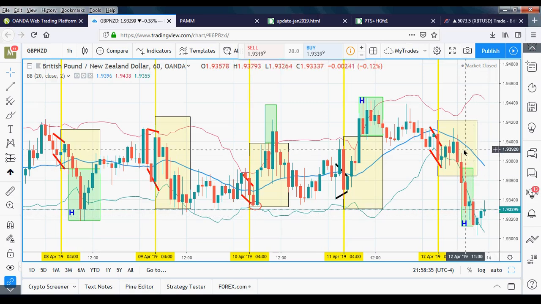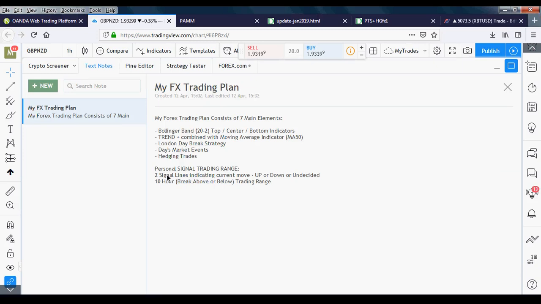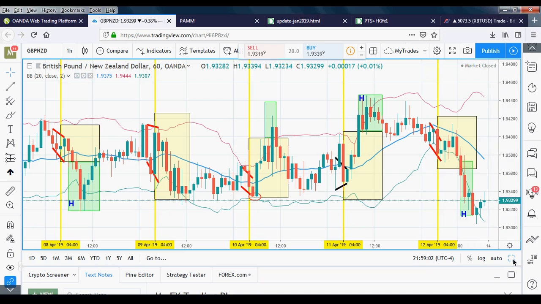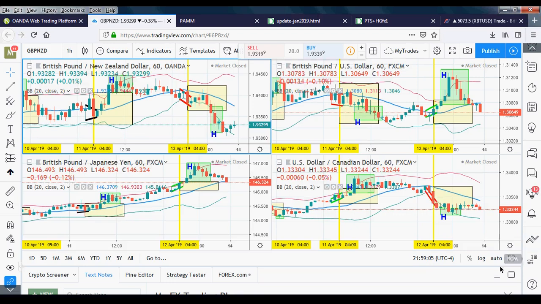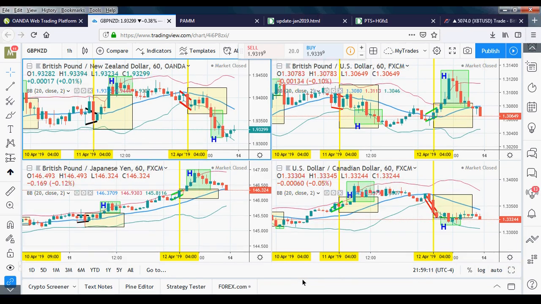So this is my plan. Combine these three together, okay? But like I say, you got to know about Bollinger Band. You got to know how to read a trend. You got to know what the moving average indicator is all about. You got to know a little bit about the London daybreak strategy, look at some days' market events, hedging trades, and these current indicators that I have put the system together with. And that's how I use the system to make these profits, okay? This is my special trading plan. So those who were kind of curious and watching me on YouTube, there you have it. And most of you know what all this means, because newbies won't have a clue.